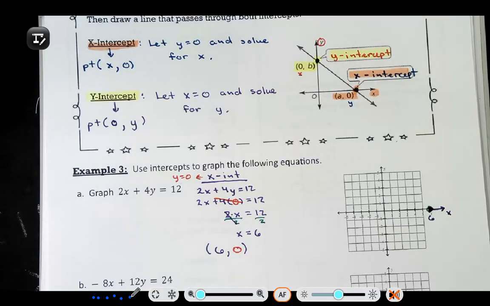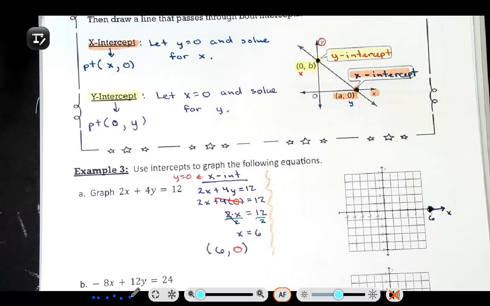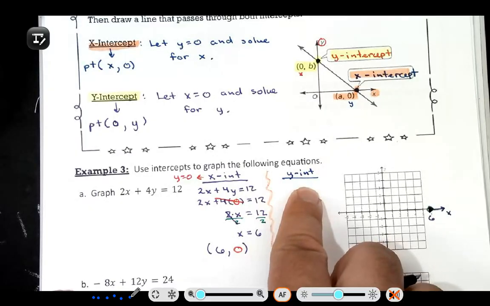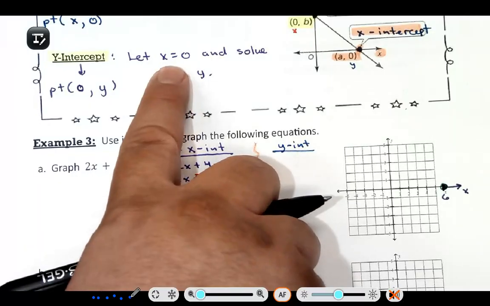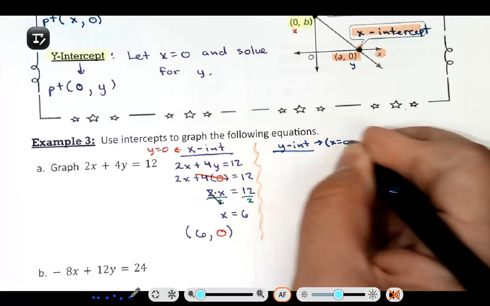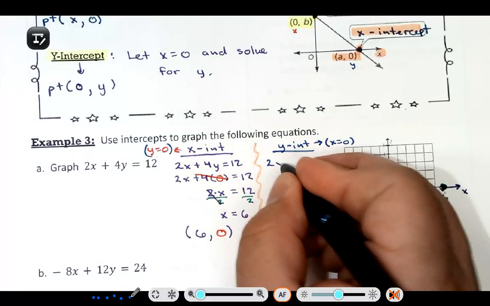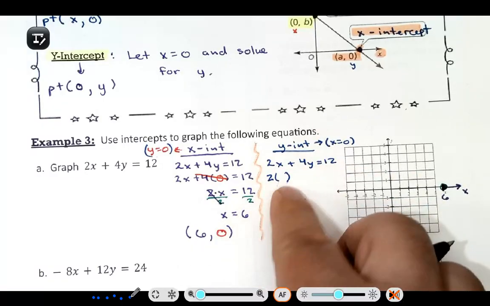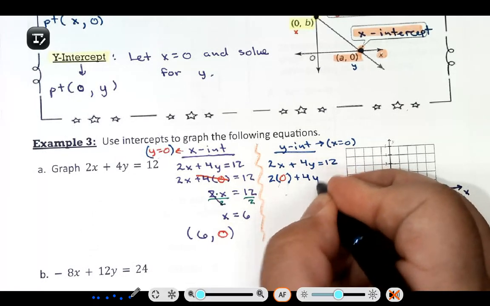Well, now they said, okay, you've done that, so now let's find the y-intercept. For my y-intercept, remember, I want to solve for the letter y. Just like it says here, let x equal 0 and then solve. Just like earlier I made y equal to 0, now I'll make x equal to 0. Here's my equation. I'm just going to copy it down first. But we said I shouldn't write the x down. I should be writing a 0 in its place. Plus 4y is equal to 12.